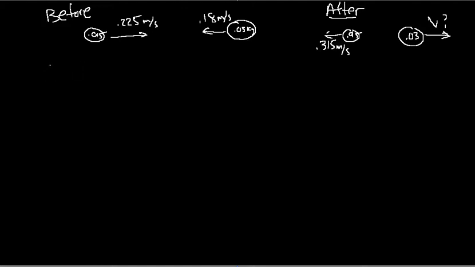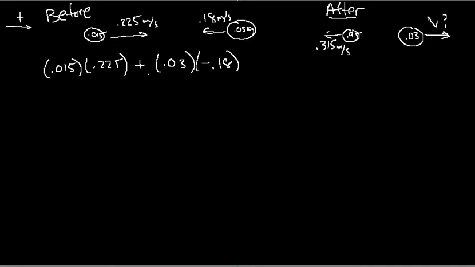So the total momentum before the collision is going to be the mass times the velocity of each one added together. This is going to be a mass of 0.03. Notice that I put a negative for this velocity here because it's going the opposite direction. I'm going to assume that this way is positive for now. And then we've got 0.015 on this side. We know it's going to the left with this velocity, and we have 0.03 kilograms times some velocity we're not sure of, but we know the two sides are going to be equal.